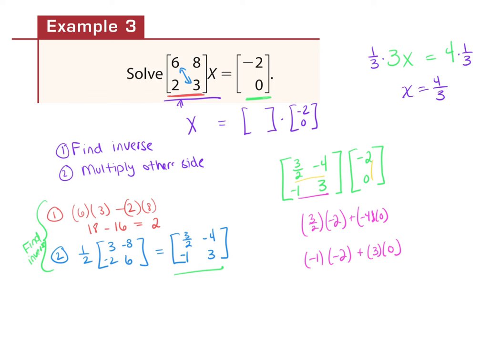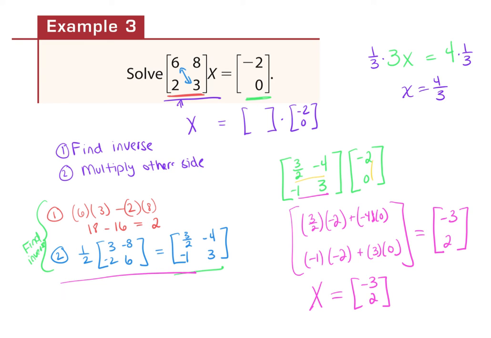All right, that will be my matrix. 3/2 times negative 2, the 2's cancel. I just get negative 3. Negative 1 times negative 2 is 2 plus 0 is 2. So my matrix that I was looking for is going to be the matrix negative 3, 2. All right, so you find your inverse and then just multiply it by the other side. Find the inverse, multiply it by the other side.